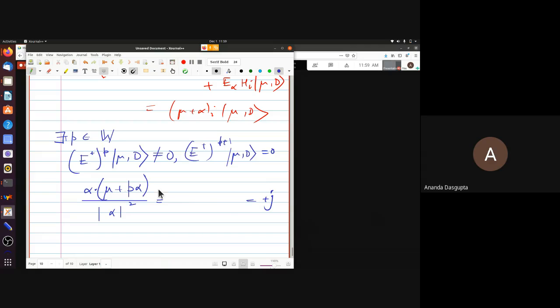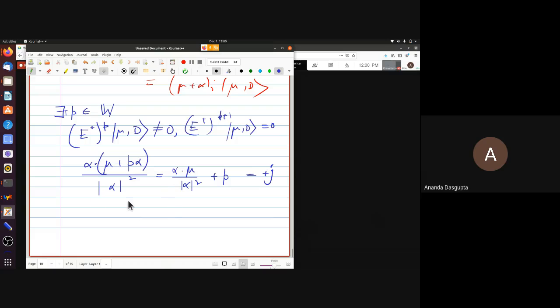And this is really alpha. For any arbitrary weight, you must have this. There must be some non-negative integer, could be 0. You may already be sitting at the highest weight state, which means hit with E plus once and you get killed. But wherever you are sitting, you will be able to find this relation, right? Is that okay?